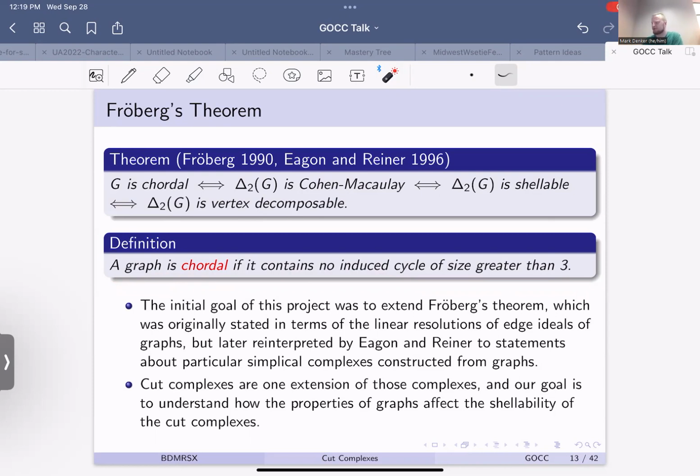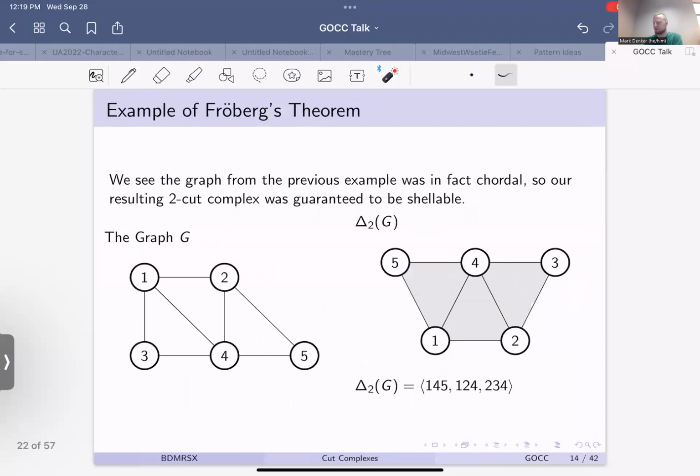But yeah, so this was the goal, extend this lovely theorem. And so what we want to do is we created a new class of complex, and we want to know right now just, are they shellable? So we're concerned about whether or not these particular complexes are shellable. We look back here and we go, ooh, this is a chordal graph. If I try to look at a 4-cycle, I see that it's not an induced 4-cycle because I've got this chord in it. So very triangle-y graph. This is a chordal graph. I got a shellable cut complex. Fröberg's theorem not disproved in my first 10 talk slides.